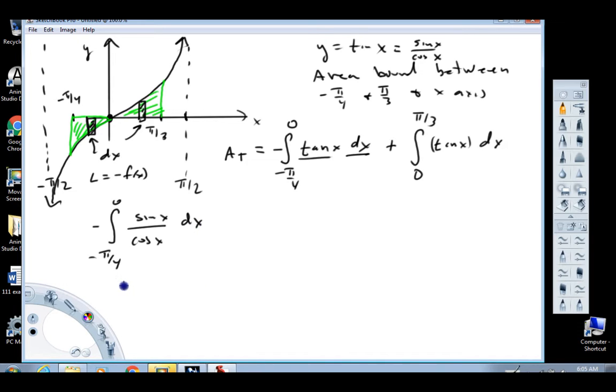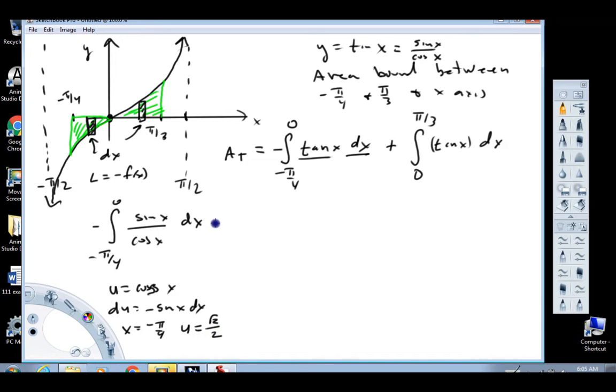I'm going to make a substitution here. I'm going to let u equal cosine x. One s. du would then be minus sine x dx. I'm going to go ahead and transform the limits as well. If x is equal to minus pi over 4, then u is going to equal the cosine of minus pi over 4, which is positive root 2 over 2. Remember that the cosine function is an even function. The cosine of negative pi over 4 is the same as the cosine of pi over 4.